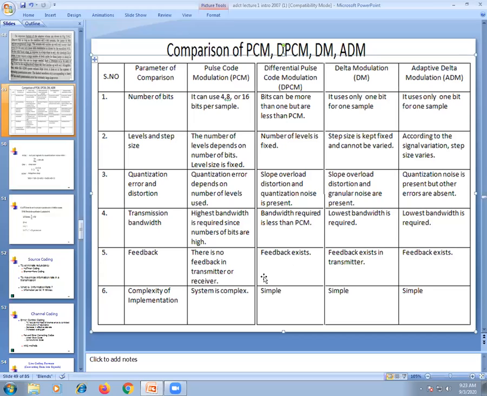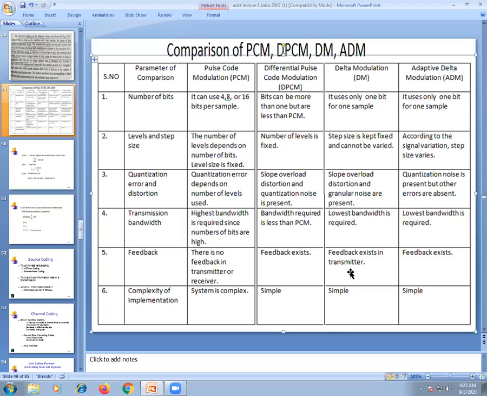What is the receiver block diagram? In the DPCM receiver, Δq of k, or s naught of t, is given to the predictor. The predictor output is given to the accumulator. The accumulator output is given to a low pass filter. So that is the receiver.